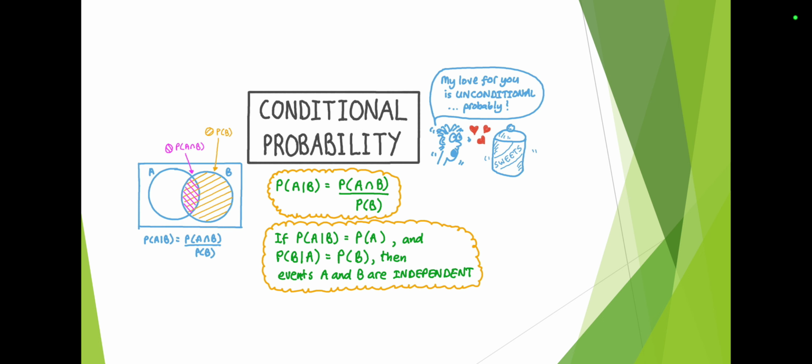Here I have given a beautiful diagram to understand the conditional probability more efficiently. Probability of A by B is equal to probability of A intersection B by probability of B. If probability of A by B is equal to probability of A and the probability of B by A is equal to probability of B, then events A and B are independent. So take time and understand the diagram.